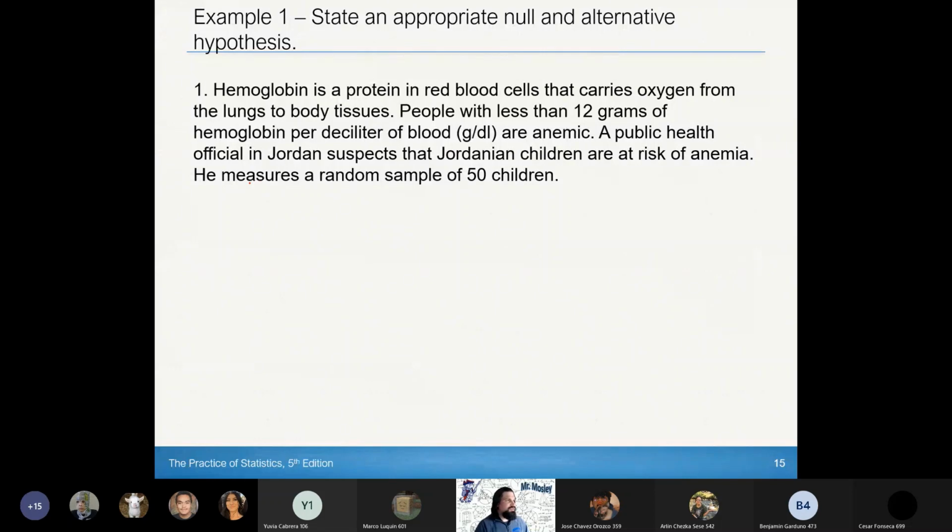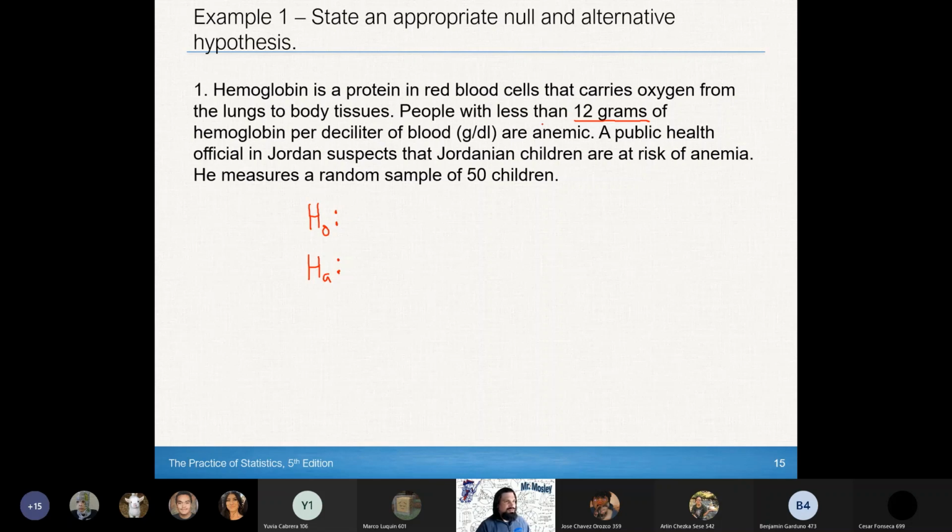A public health official in Jordan suspects that Jordanian children are at risk of anemia. He measures a random sample of 50 children. So we have this 12 grams of hemoglobin. That's kind of like our value. So then we need to have our H naught. What's our null hypothesis? And our alternative, H sub A.